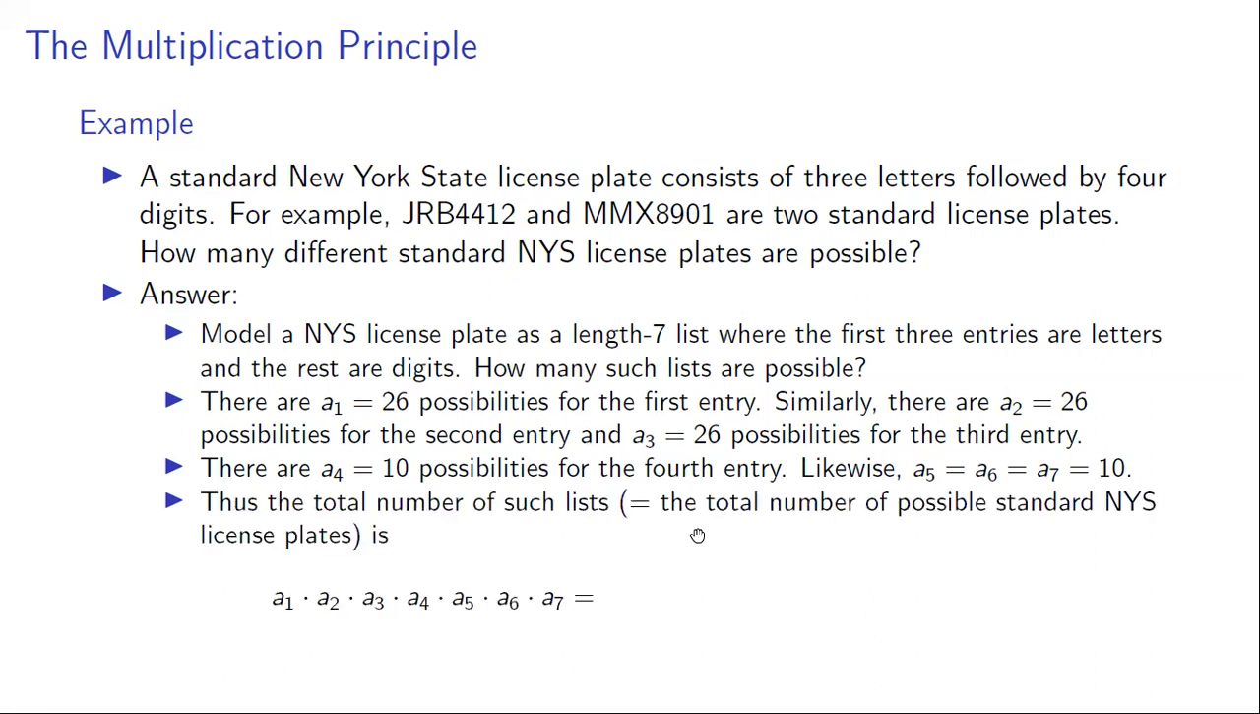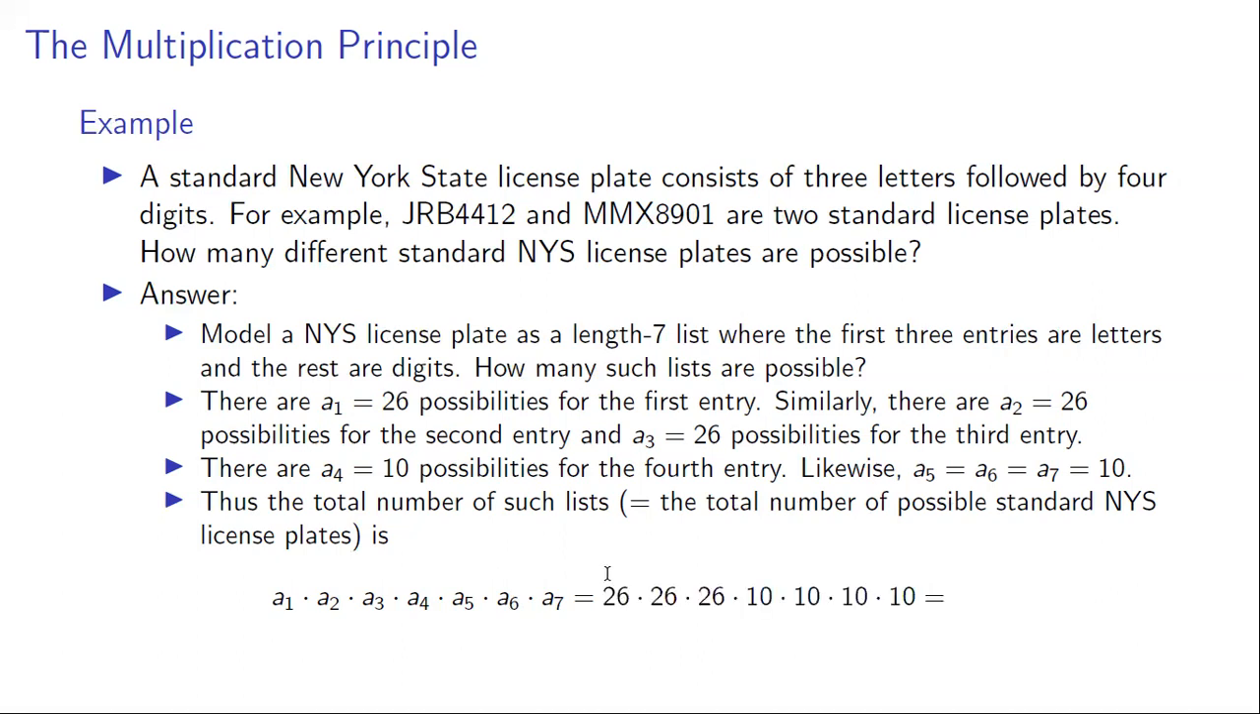So, thus, the total number of such lists, right? The total number of these length 7 lists, where the first 3 entries are letters and the rest are digits. How many possibilities? What's the total number of such lists? Well, it's going to be A1 times A2 all the way to A7, right? A1 times A2 times A3 times A4 times A5 times A6 times A7. Now, this is really going to also give us the total number of possible standard New York State license plates, because we are using these lists to model standard New York State license plates. These should be equivalent values.